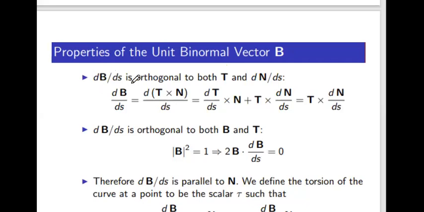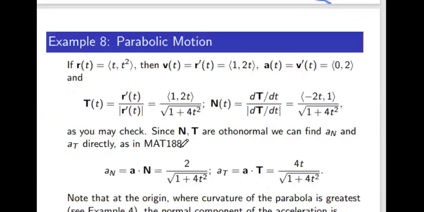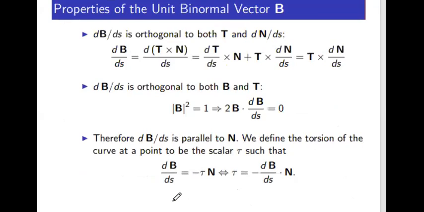This vector is orthogonal, perpendicular to both T and N. Let's see how. What is the definition? B is the cross product of T and N, right?